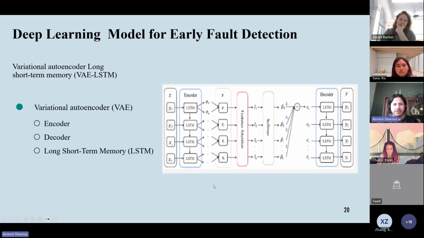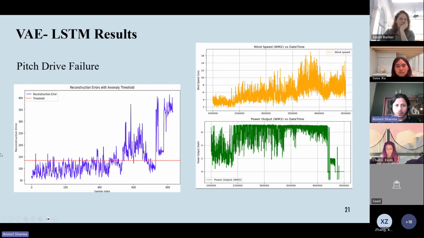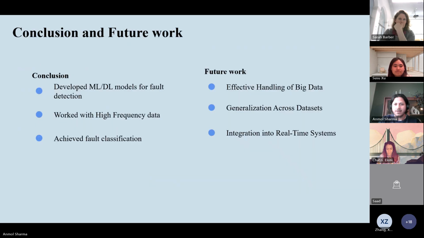And lastly, I used a deep learning model for early fault detection. First I trained the model on the normal dataset and got a reconstruction error as a threshold. Then I tested the model on data consisting of normal and faulty data. With the help of the threshold, we could see that anomalies were already detected before the failure happened. Sorry for taking a bit of time.